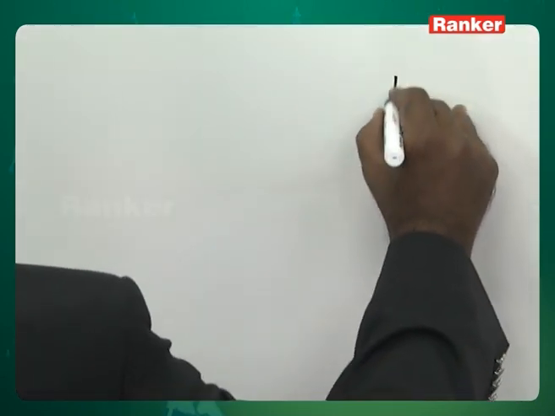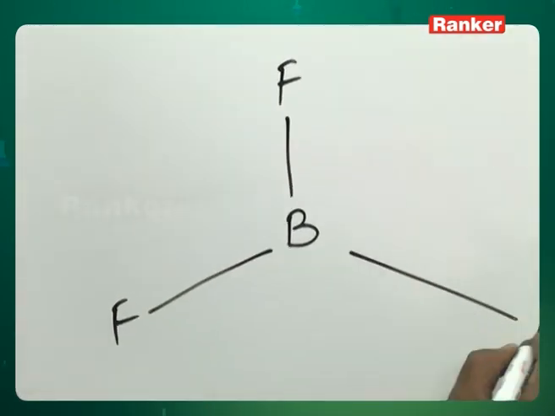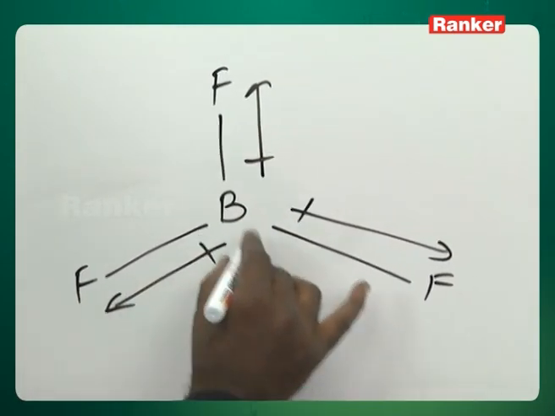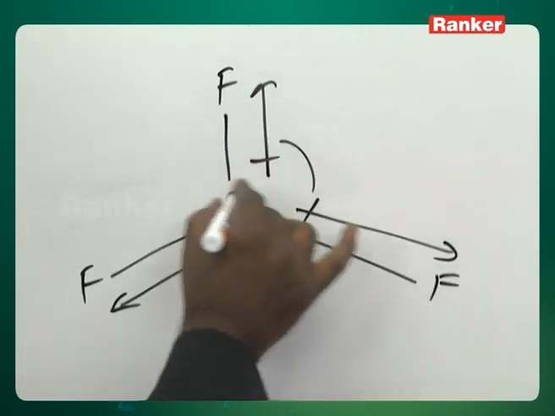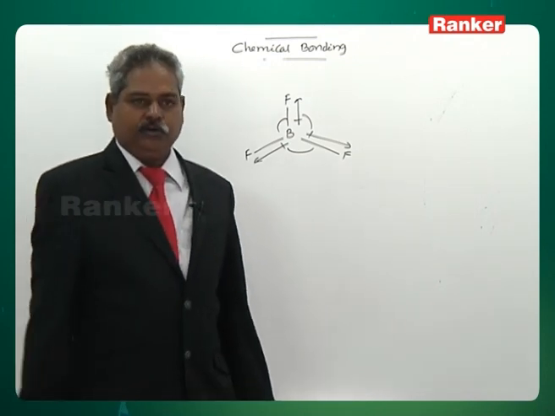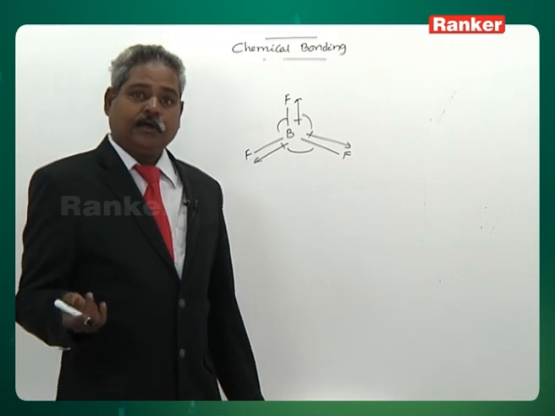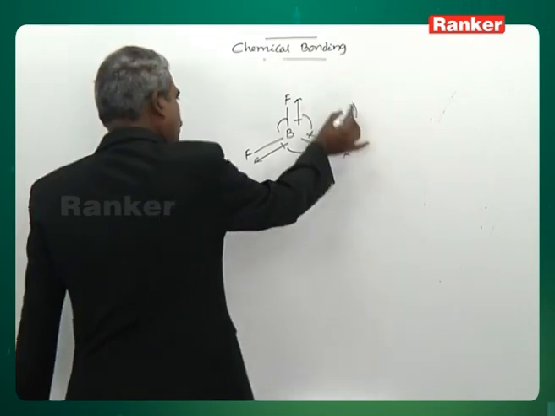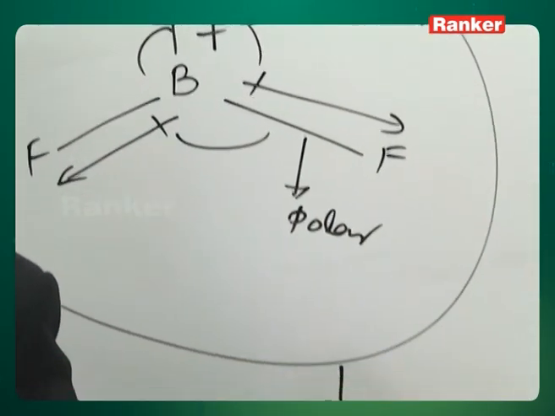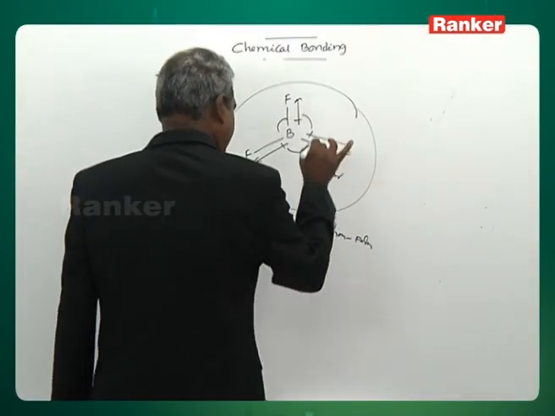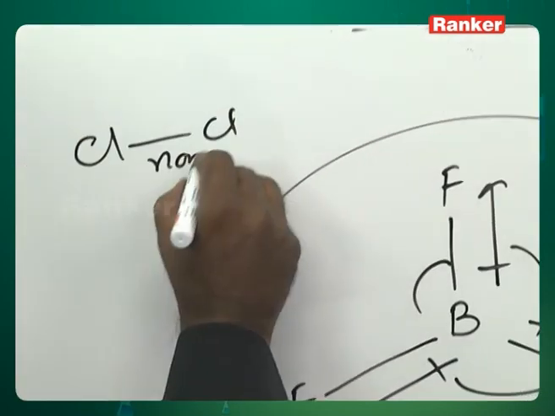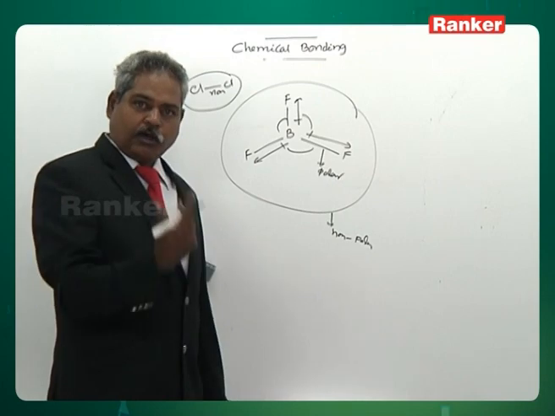Boron trifluoride. Once again, the bonds are polar. The boron-fluorine bond is highly polar, but because it is a symmetric, planar molecule, the net dipole moment is 0. Bond moments exist, but the molecular moment doesn't. The molecule as a whole is non-polar. So polar bond, polar inside, non-polar outside. This is better. Polar inside, non-polar outside. What about Cl2? This is non-polar inside, outside as well. Non-polar inside, non-polar outside.